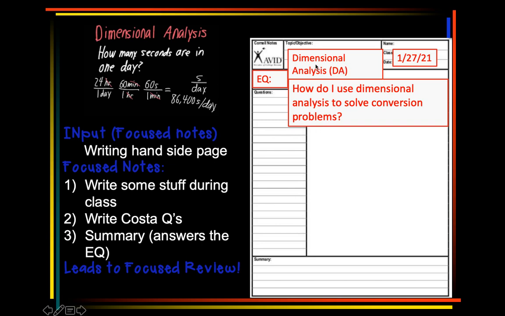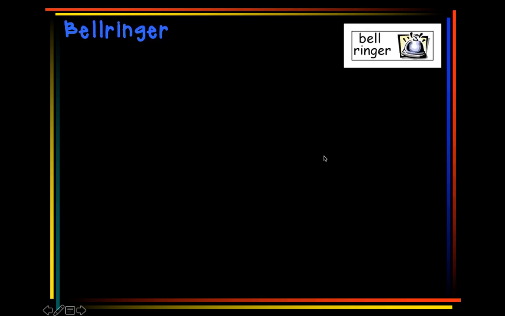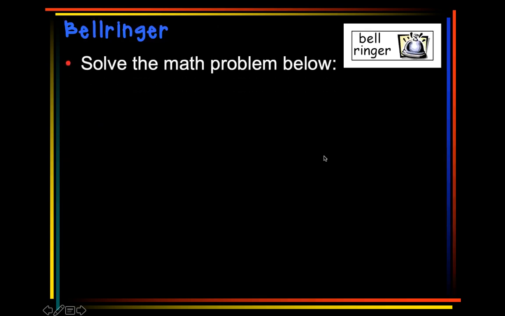So we're learning about something called dimensional analysis, which is a problem solving technique for conversions. All right, let's get into it. Let's see what this is all about. So I have a little bell ringer I want to do with you. So kind of a warm up problem.